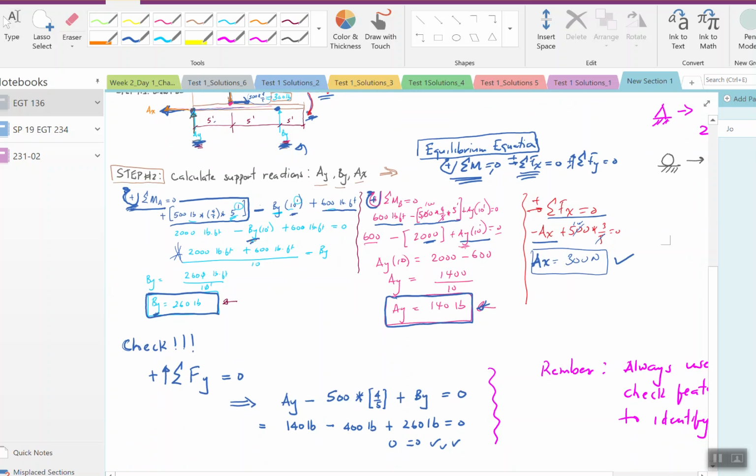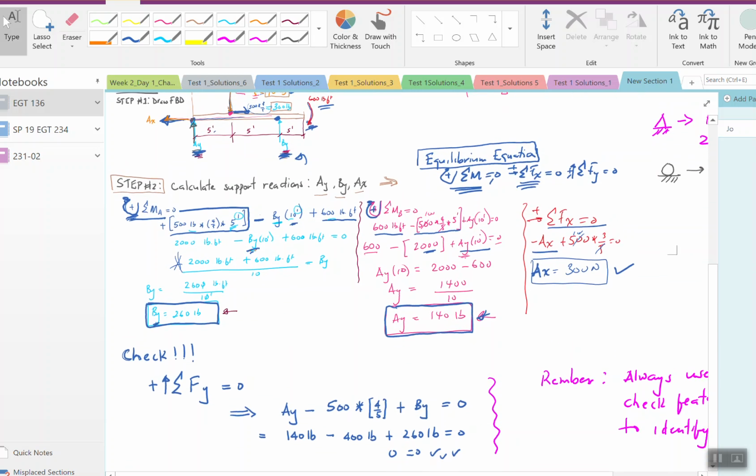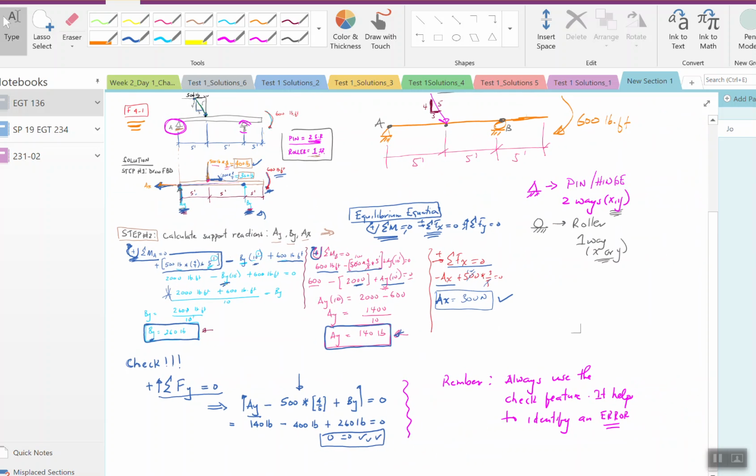Now to check whether you are in line or not, you can use the sum of the forces in the y direction as a means to check. Your Ay is pointing upward, so it is positive. Your 500 times 4/5 is pointing down, and your By is pointing up. So when you do the math, you get 0. 0 equals 0.